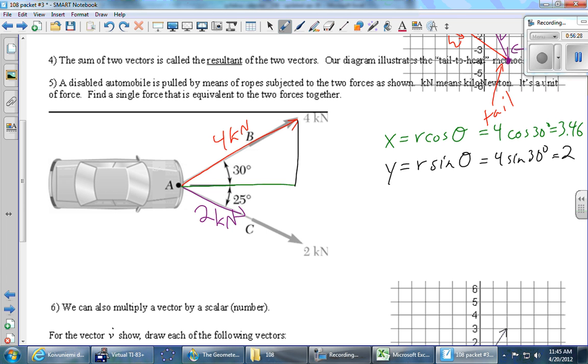Yes, because that angle is pretty small. But if I were to make it like a 50-degree angle, now all of a sudden it's more up, because 50 degrees is more up than to the right. Okay, so those numbers seem reasonable.